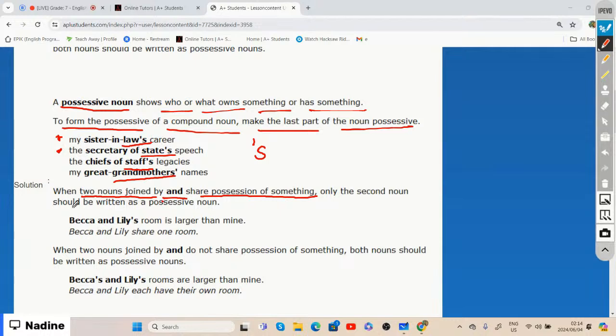And if we look at an example: Becca and Lily's room is larger than mine. So we don't say Becca's and Lily's. We only add the apostrophe by the second name, which means that Becca and Lily share a room.